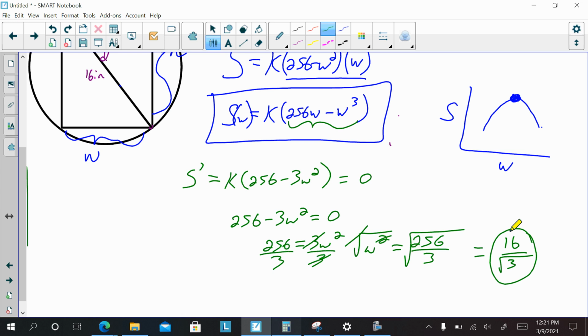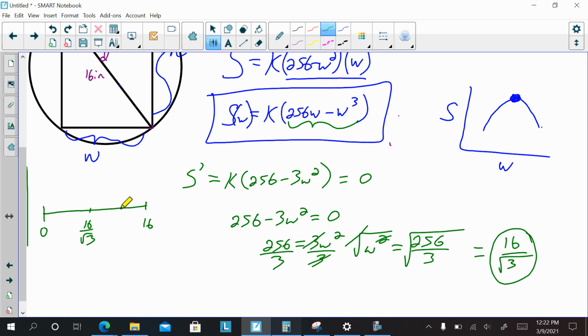We want to verify that that critical point is indeed a maximum. So if we look at a number line, the smallest width we could have is 0, which technically we can't have, or we're not going to have a board. The largest width we could have, I guess technically, is 16. But if we have a width of 16, we're not going to have any height. So we want to find out, is 16 over root 3 really going to be a maximum? So we need to test a point in each interval to see, are we increasing and then decreasing?